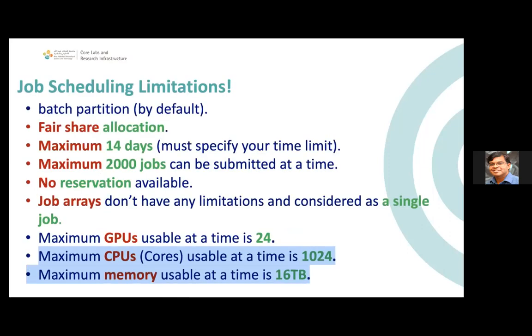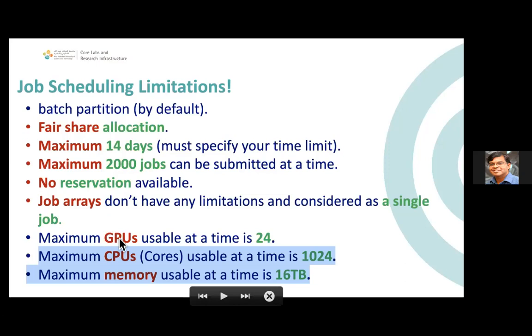Here are the limitations on job scheduling. The batch partition is used by default by most of the users. There is no special partition available at Ibex. Here, fair share allocation is used, meaning even a new user or experienced user has a fair share allocation. The time limit is a maximum of 14 days. A maximum of 200 jobs can be submitted at a time, and there is no reservation available at Ibex. Even with 200 jobs as the maximum limitation, you can go with array-based jobs for processing multiple samples or multiple sequences and so on.